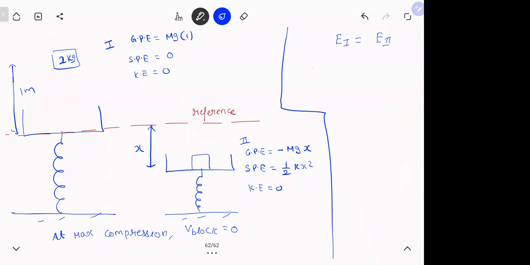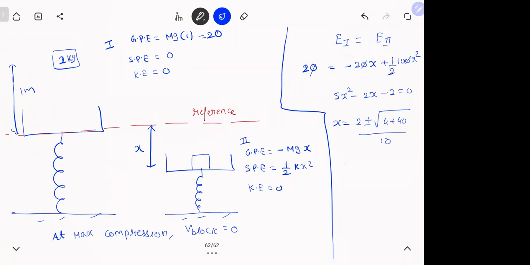M is how much? 2. That's 20. Is equal to minus 20x plus half k. K is 100 x square. 0, 0, 0 cancels out. You get 5x square minus 2x minus 2 is equal to 0. You get a quadratic. So x is equal to 2 plus or minus root of 4 plus 40, by 10. So you just take the positive value. You can leave it like this. That's your answer. You won't get a good answer.